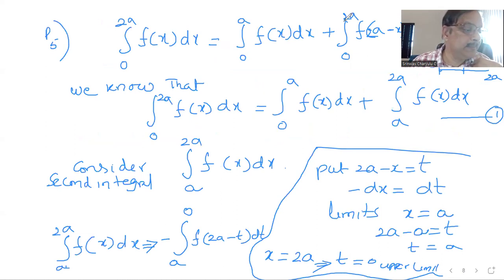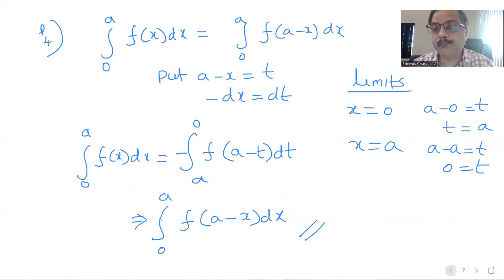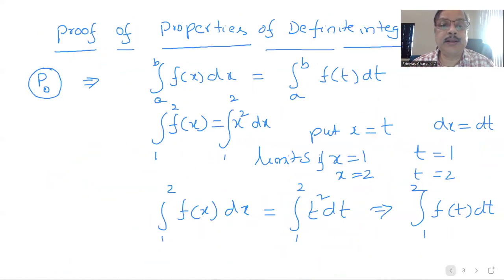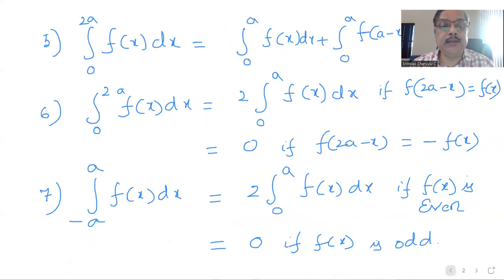0 to 2a. This is P6, I think. 0 to a, 0 to a, remember. Let us check once again this property. What we have written the first time. First property, let us see here. Integral f of 2a minus x.